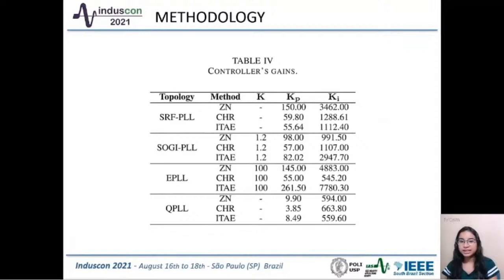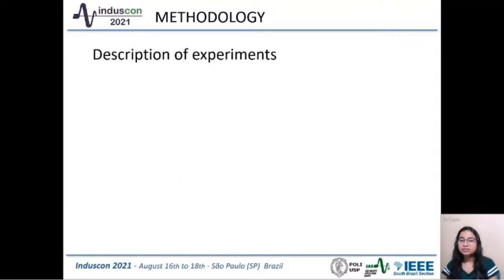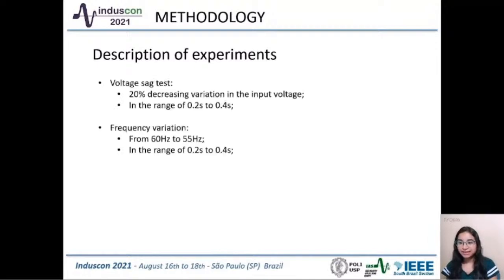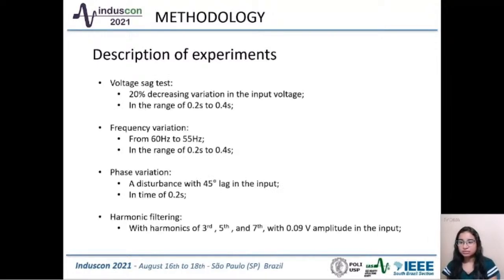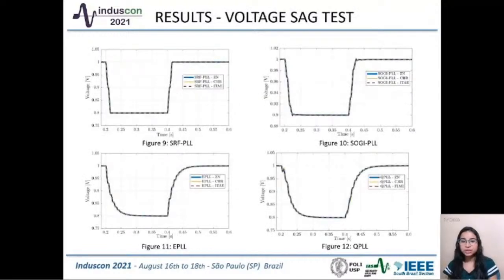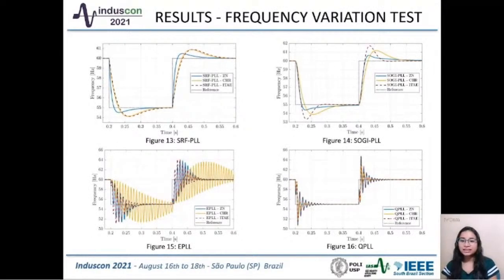The results obtained are shown in this table 4. Four tests were performed on the tuned controller's gain: voltage sag test, frequency variation, phase variation, and harmonic filtering. Here are the answers for the 20% input voltage sag test. We observe that all topologies continue stable with no difference between the tuning techniques. Now we see the result for the frequency variation.